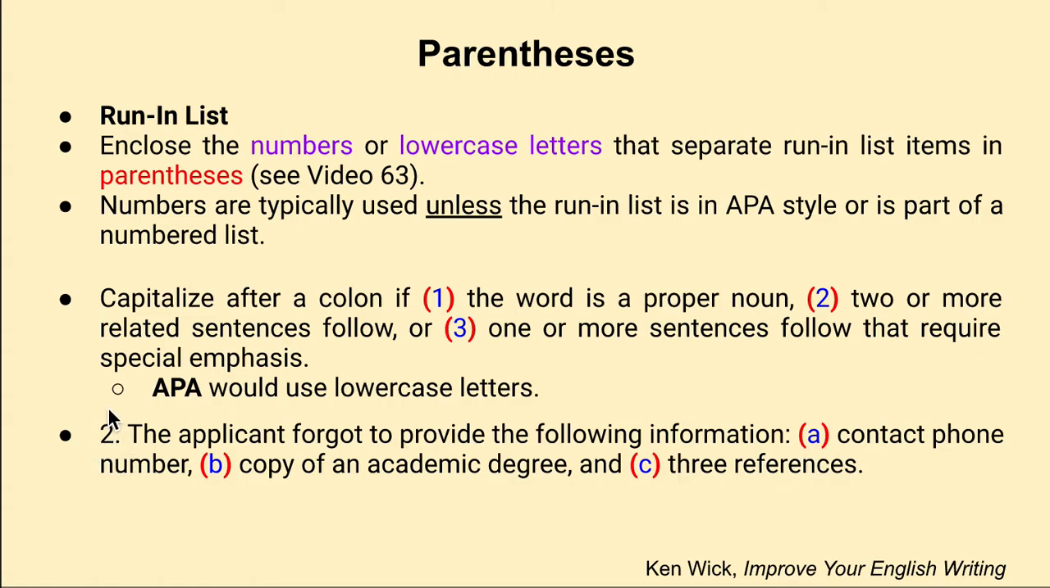You can see that if you were numbering items and then in a run-in list you use numbered items, it can become confusing. So if you're using a numbered list and you need to do a run-in list, you need to switch between numbers and letters just to avoid confusion. That's the reason why you use letters. But basically, I always default to using numbers for a run-in list.